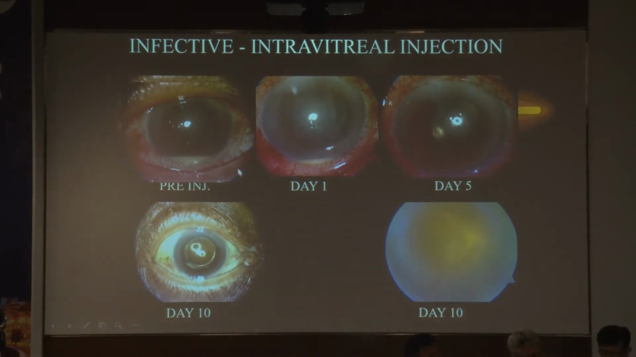This is one of the patients. You can see there is a hypopyon. We gave intravitreal injection of vancomycin and ceftazidime. The hypopyon disappears by day 5. And generally these patients, we start with systemic steroid once the hypopyon disappears. And you can see day 10, the pupil is dilated.